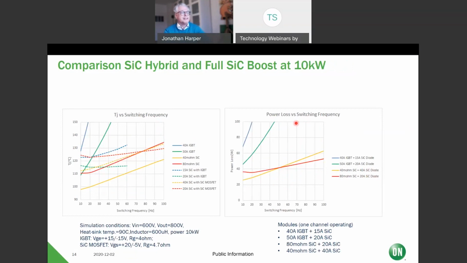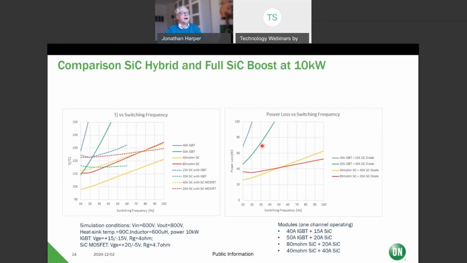Then let's have a look at a 10 kilowatt application and see what happens when you switch the frequency. 10 kilowatt is kind of the limit for this 40 amp IGBT. This 10 kilowatt here is no problem with the 50 amp. You can go up to a switching frequency of 130 kilohertz before starting to hit the limit.